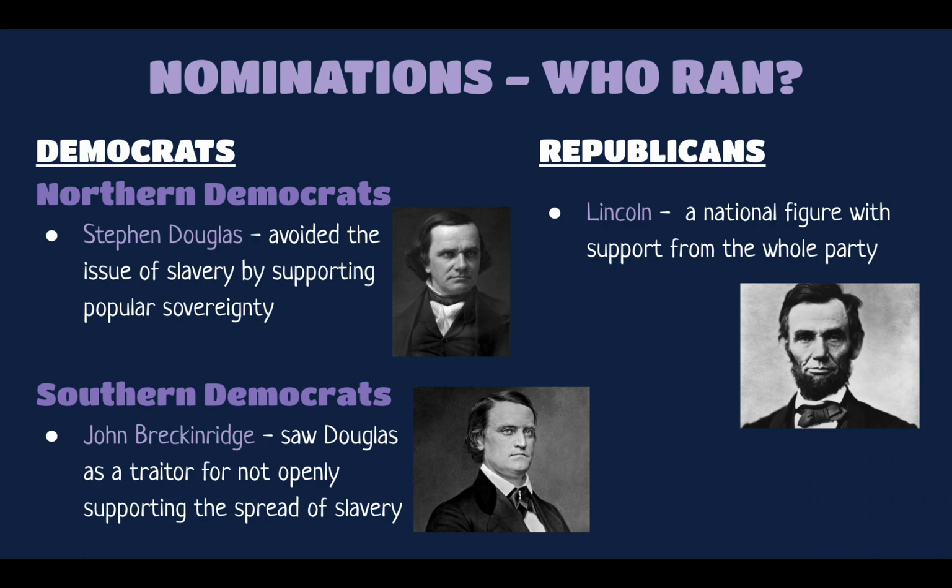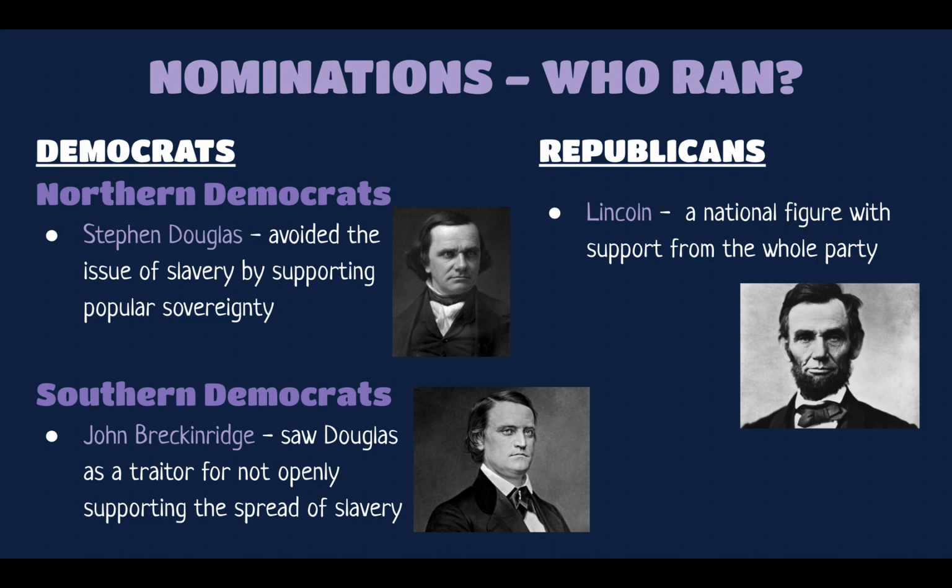So who was actually running for president? Who was nominated by these two parties? The Democratic Party held a convention to choose their nominee that ultimately failed and led to a split within the party itself. So in the end, the Democrats nominated not just one person for president, but two.